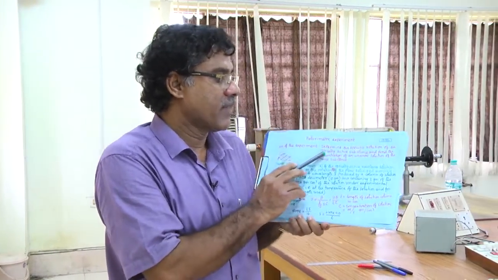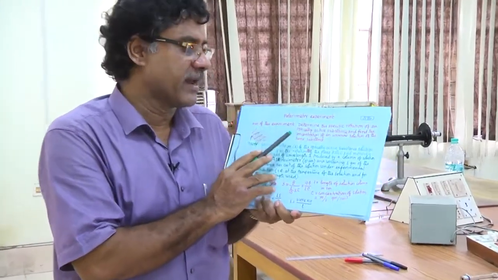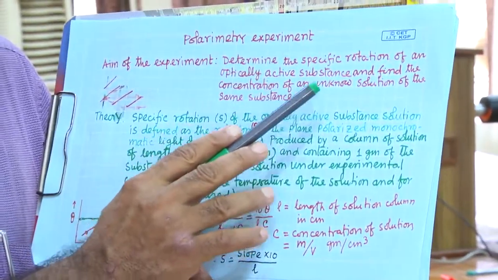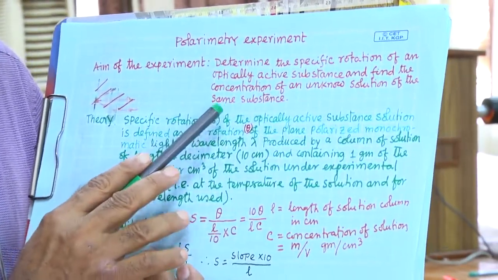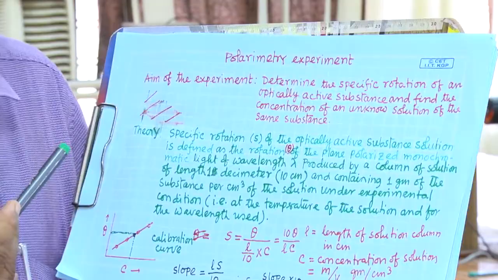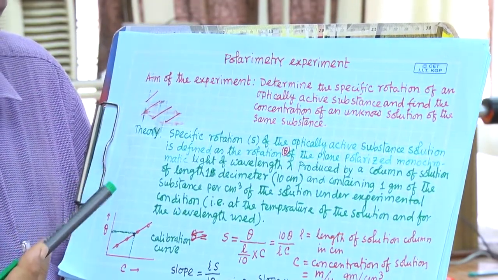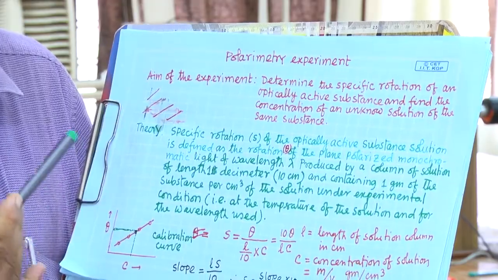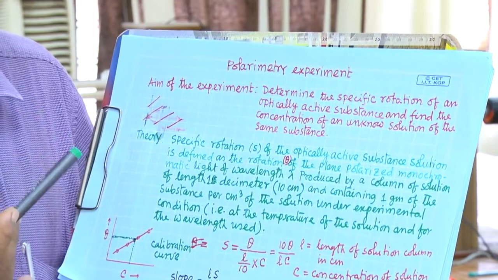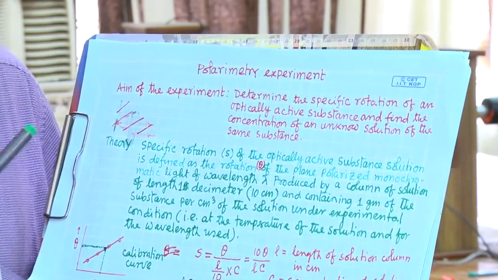So, today I will demonstrate the polarimetry experiment. The aim of this experiment is basically to determine the specific rotation of an optically active substance and find the concentration of an unknown solution of the same substance. Okay. So, that means we have to find out the specific rotation of the optically active substance, and we can also find out the unknown concentration of the solution of that optically active substance.